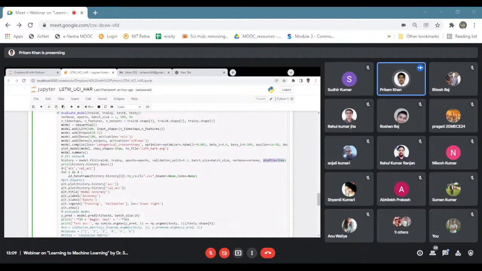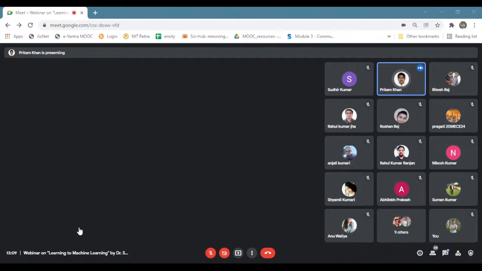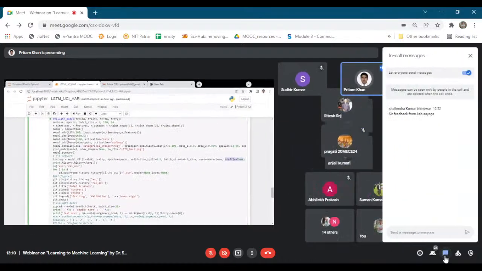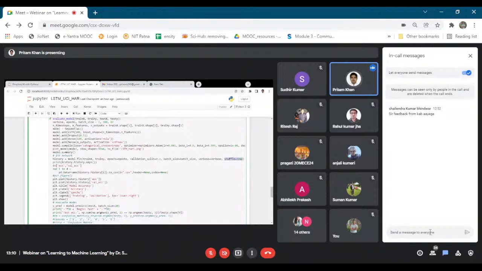Shuffle equal to true means this value will be shuffled. Say you have 10 samples. The first 5 samples are of class 1, and from 6 to 10 you have class 2. If you don't shuffle, the model will be biased. For the first 5 samples it will see class 1, and from 6 to 10 it will see class 2.